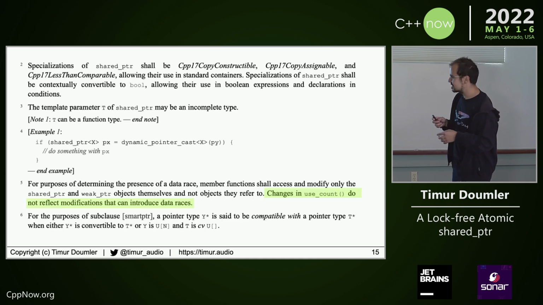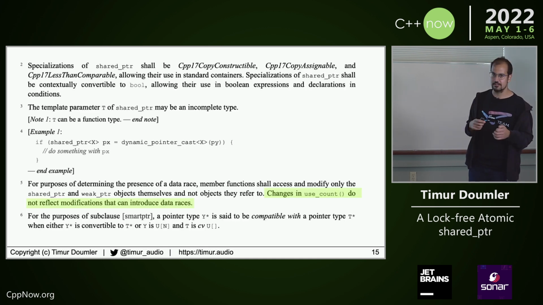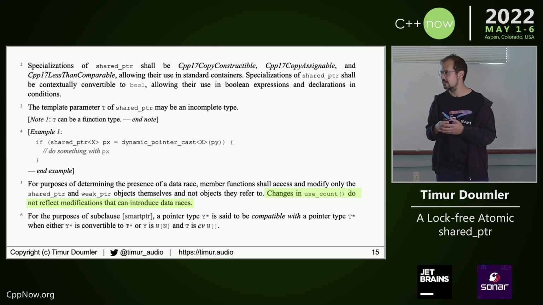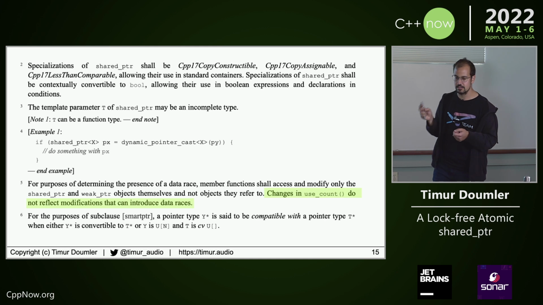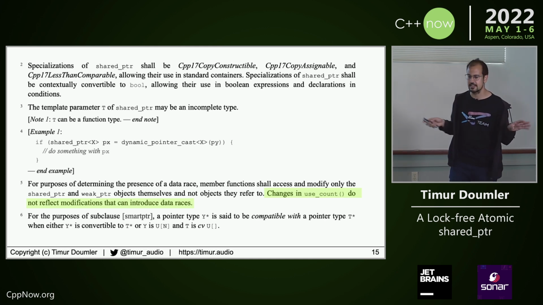Yes. So the standard actually doesn't say very much about thread safety of shared pointer. The only thing that it says is that for a shared pointer, changes in use count do not reflect modifications that can introduce data races. That's the only thing that the standard says about this.